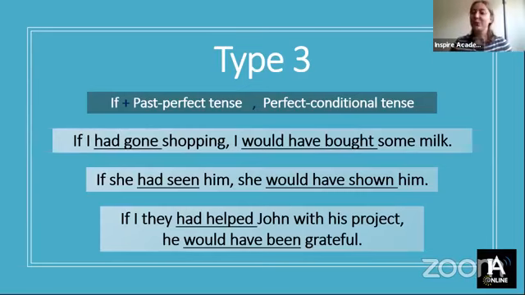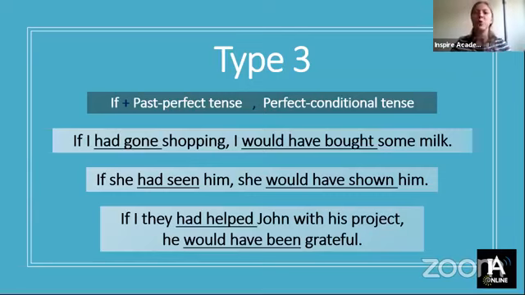If I had gone shopping, I would have bought milk. Bought is the irregular past participle of to buy. Second example, if she had seen him, she would have shown him. If they had helped John with his project, he would have been grateful.